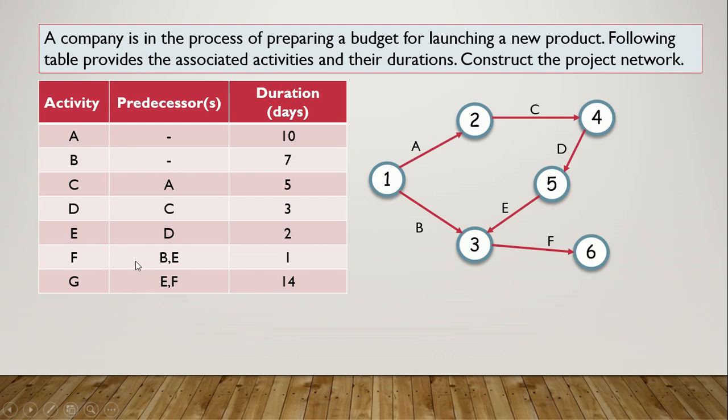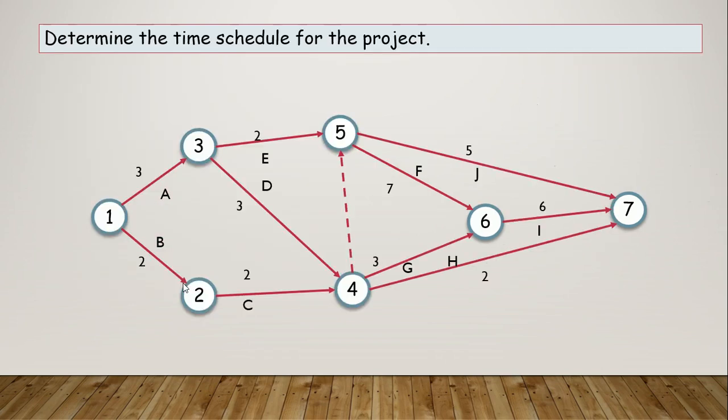Okay. Now the G case is quite simple. To start F, we have already completed E. So G can be started after F. Here is the representation of the project network. That's it. Okay. Let's determine the time schedule for the project.